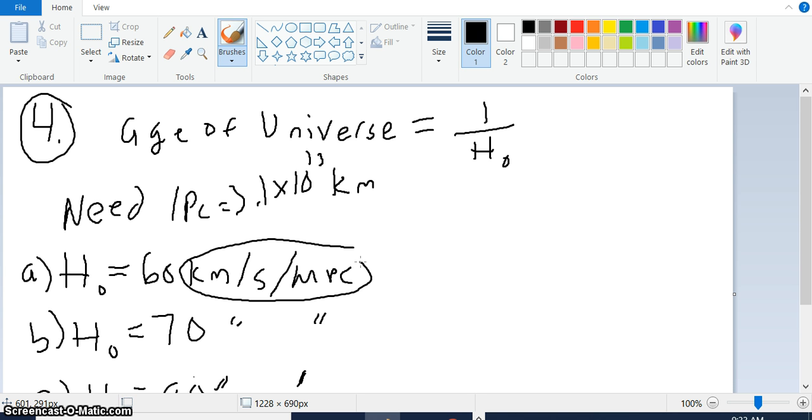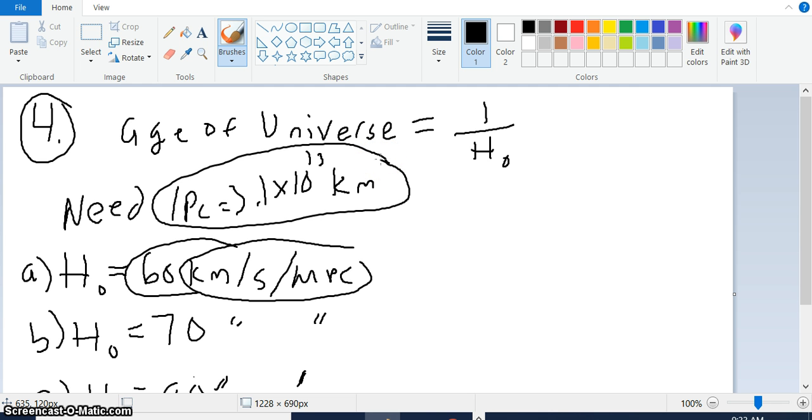Let's look at the first one here. I'm going to do this one with 60, even though they want us to do it with all 3. Again, we're using this conversion. Once we get the conversion exactly down, you'll see it's 3.1 times 10 to the 19th. Let me show you why that is.